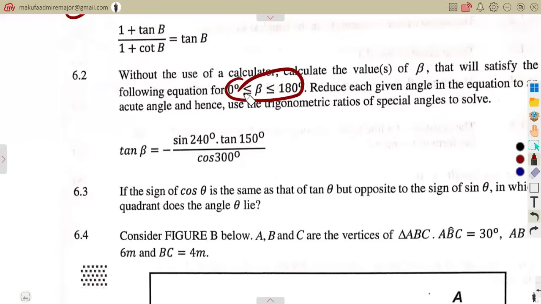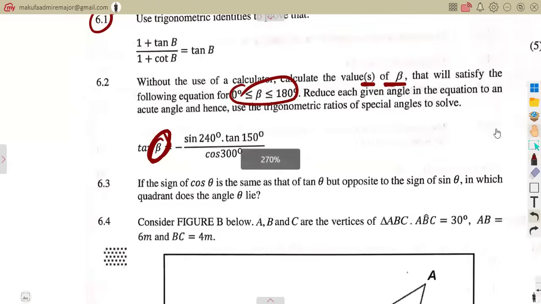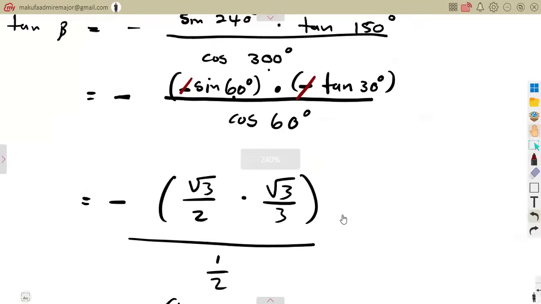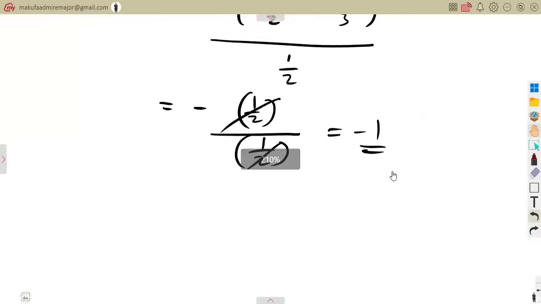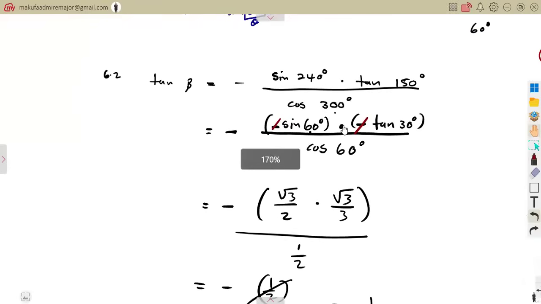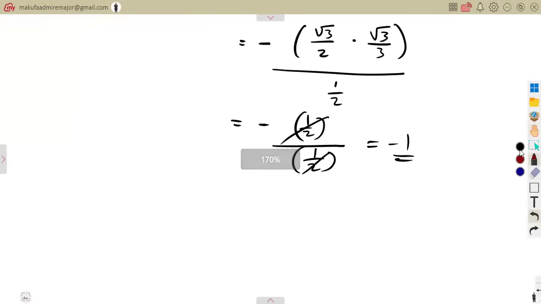So after this, we must solve for the angle, because the question is, without the use of a calculator, calculate the values of beta. The angle is the one that you're talking about, beta. So from this whole thing that we are simplifying, it is representing the tan of beta. So if you know that the tan of beta is equal to -1, what is going to be beta?